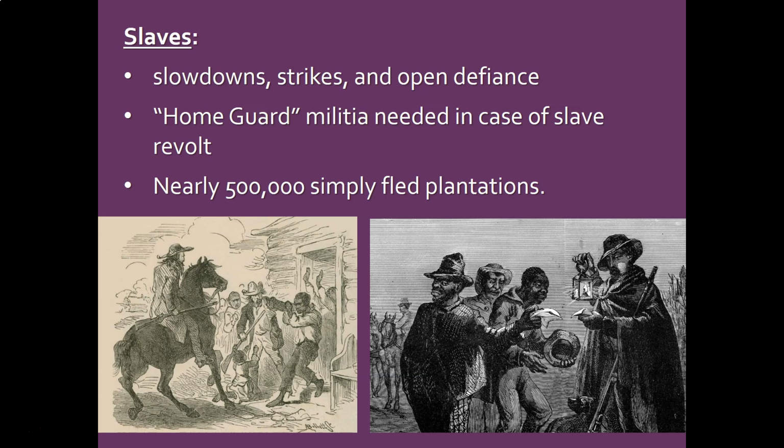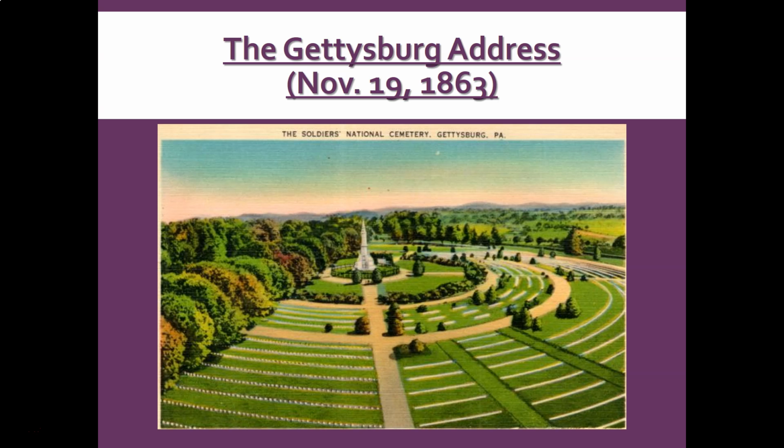Also, the potential for a slave revolt was something the South had always been afraid of, but now, especially during war, they're even more afraid of it. And so to kind of keep a lid on that, a militia called the Home Guard was needed behind the lines. And so you've got people who really could have been on the front lines fighting against the Union having to be held back to put down a potential slave revolt. All told, about 500,000 slaves, that's basically 1 out of every 8, will eventually just flee the plantations during the war.